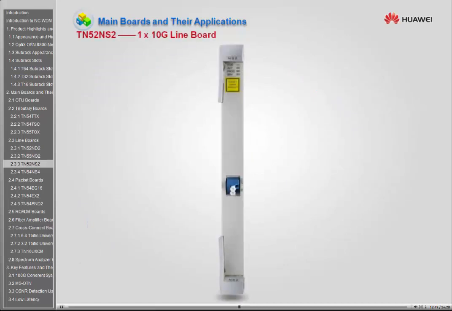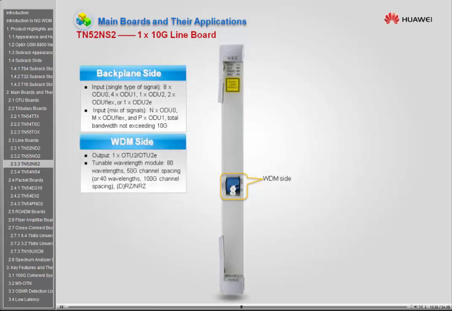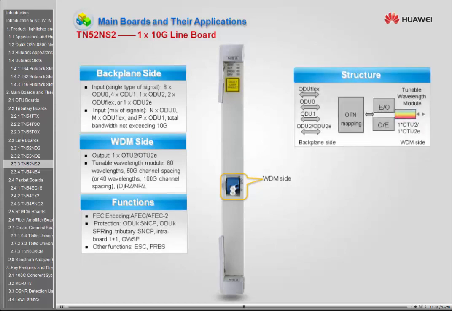The third is the TN52NS2 board, which is a 1-port 10G line service processing board. This board supports backplane cross connections of multiple ODUK signals and produces 1 OTU2 or OTU2E signal on the WDM side.